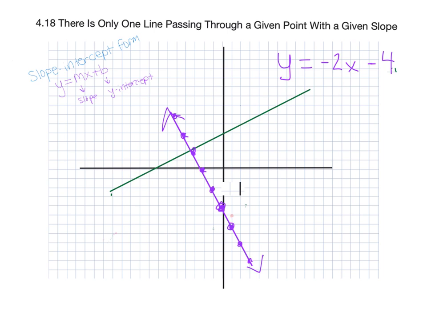y equals minus 2x minus 4, where my y-intercept is right there at negative 4, and my slope of negative 2 has a slope in the downward direction. And that's all.